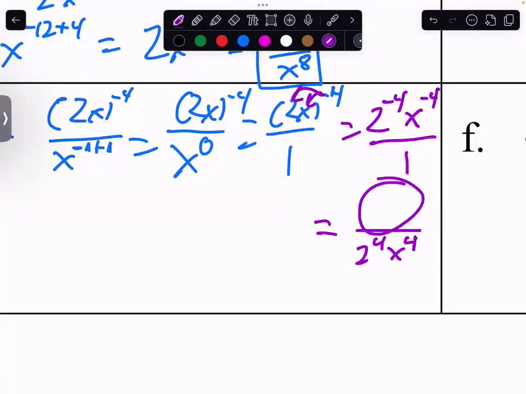Now there's nothing left in the numerator. Both of these move down. So we need to put a 1 up there. Okay, and then remember, don't leave a number with an exponent. 2 to the power of 4, 2 times 2 times 2 times 2 would be 16.